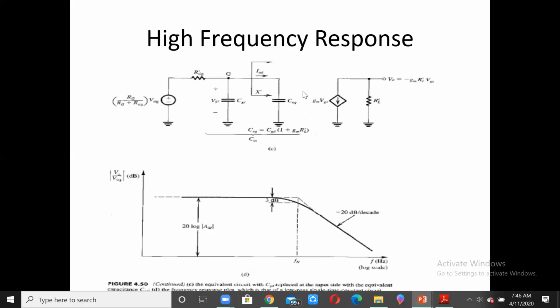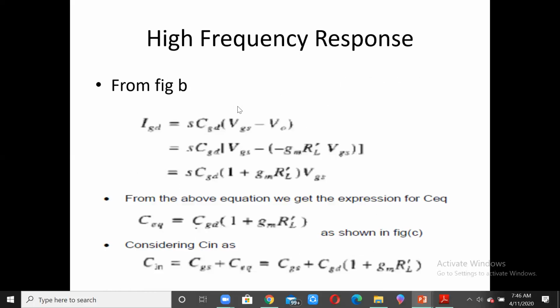And naturally, because these two are in parallel, they get added up and we get C in is equal to CGS plus the C equivalent being mentioned over here, that is equal to CGS plus CGD into 1 plus gm RL dash.